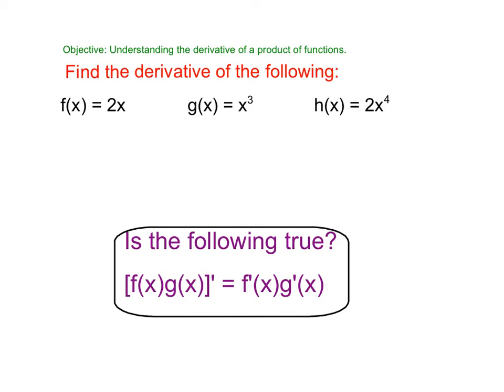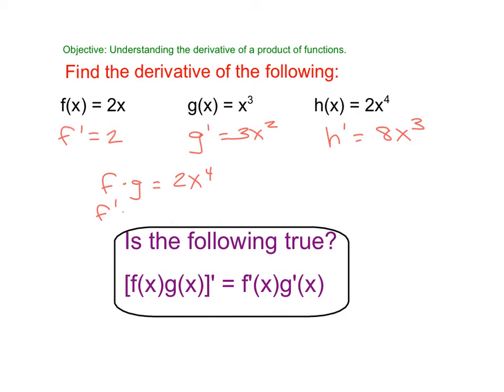Okay, so find the derivative, really basic derivatives. Find these three. So here, f prime is 2. g prime is 3x squared. And h prime is 8x cubed. Now, if you notice, f times g is 2x to the fourth. If I take f prime times g prime, what do I get? I get 6x squared. That is not the same as this.